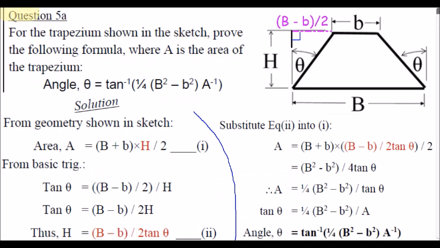So question 5a, here's the solution. I'll let you review this at your own pace. As I said, it's very similar to that of question 4a. Here's our first equation for area. Here's our second equation in terms of height h. And again, solving simultaneously, we'll substitute equation 2 into equation 1. You can see that our final solution here is the same as that we're asked to prove in the question.